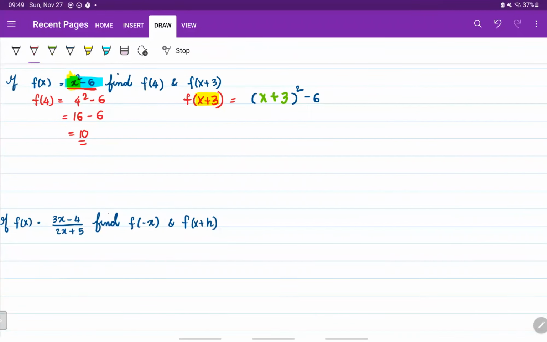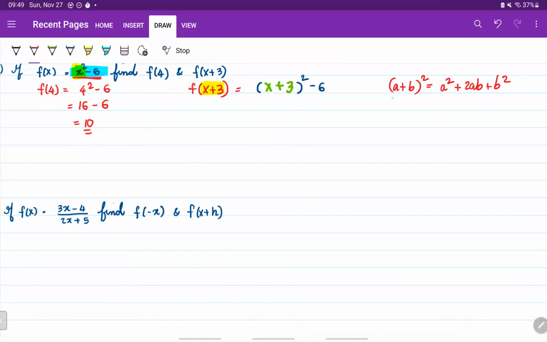Now, just like in the last video where I said a plus b whole squared, this is an important formula to keep in your mind, where you have a squared plus 2ab plus b squared. So here our a is x and b is 3. So a squared is x squared, plus 2ab is 2 times 3 times x, which is 6x, and b squared is 3 squared, which is 9, minus 6. So this is x squared plus 6x plus 3. This is our f of x plus 3.